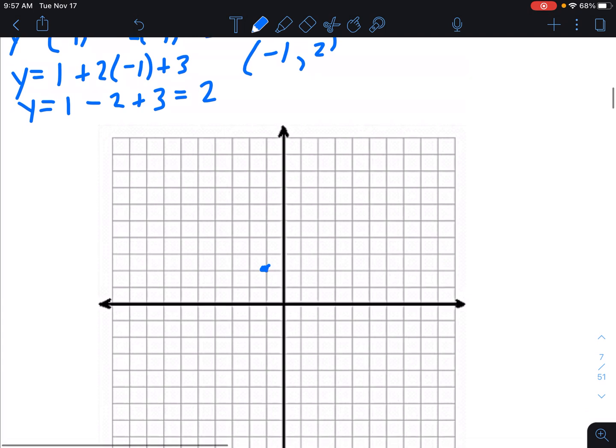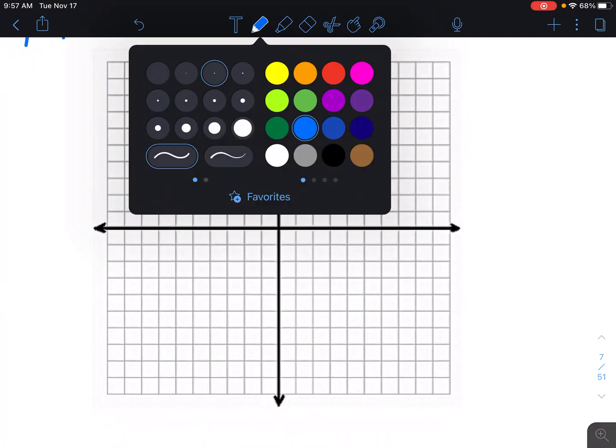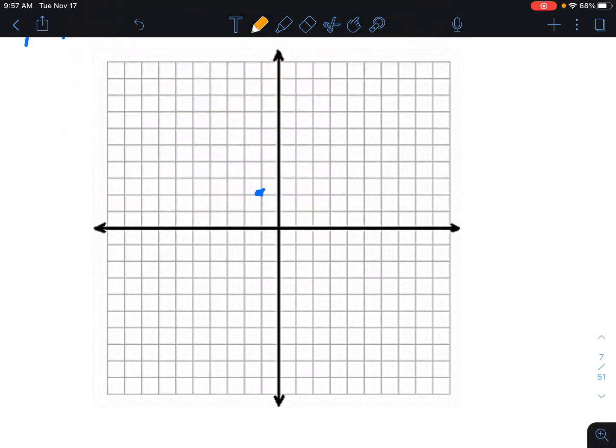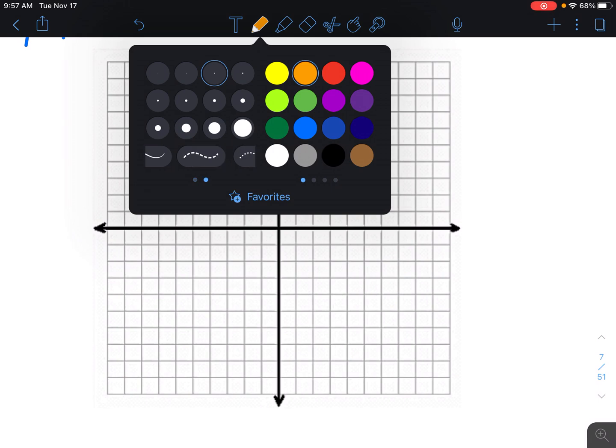Now, the axis of symmetry, remember, is an invisible line that is going to go through the vertex. It's just a guideline.